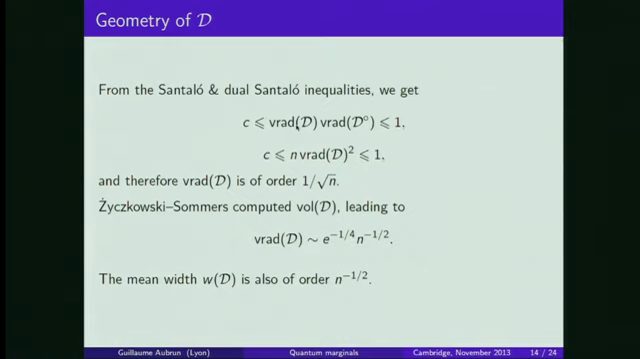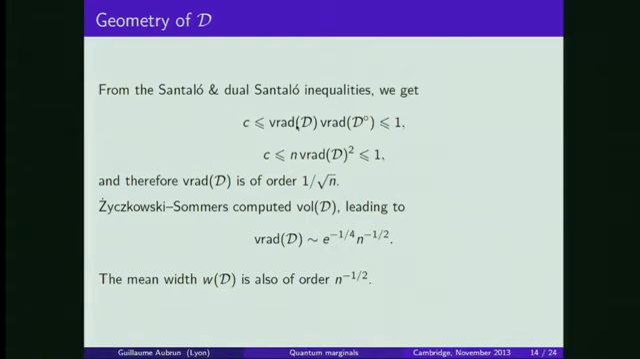But simply, let me compute the volume of this set as a consequence of these Santaló and dual Santaló inequalities. This inequality was true for any convex body K with centroid at the origin. So the set of states indeed has its center of gravity at the maximally mixed state. And because the polar of D is minus nD, and because the volume radius is 1-homogeneous, a factor of n comes out, and you come to the conclusion that the volume radius of D is of order 1 over square root of n.